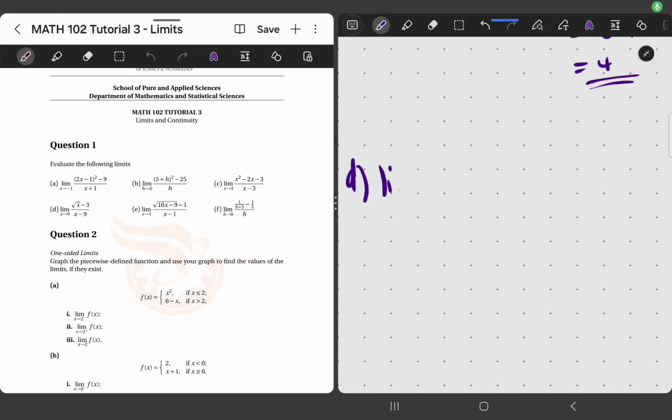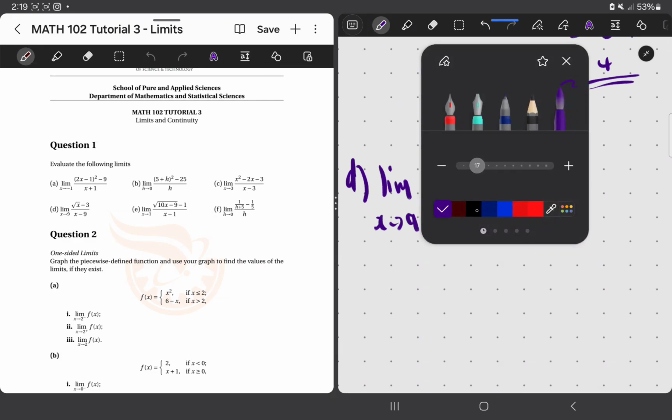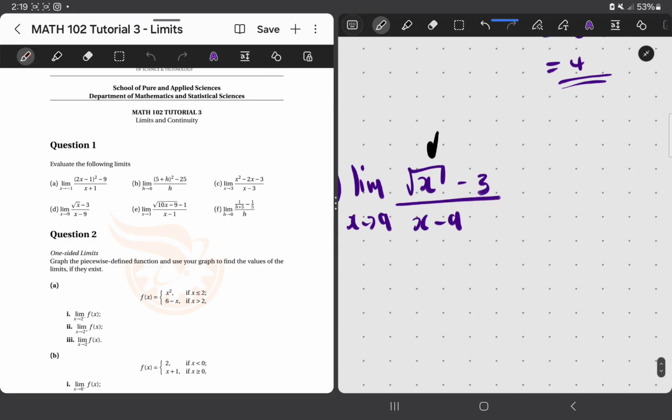We are doing part D, which is the limit as x goes to 9 of the square root of x minus 3 all over x minus 9. Wow. Once I see this, I first am going to try to put 9 here. I get a 0 because I'm approaching 9. So it's going to be 9 minus 9, which is going to give me 0 in the denominator. So I can't. I'm going to find something else to do here.